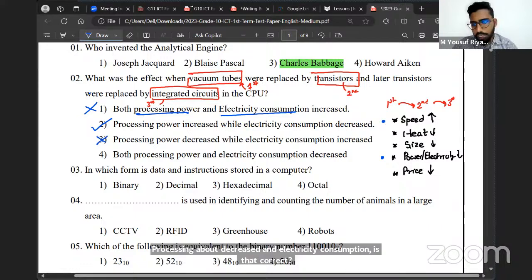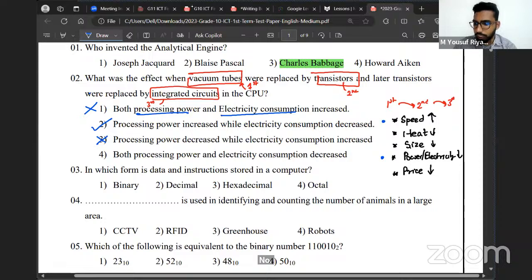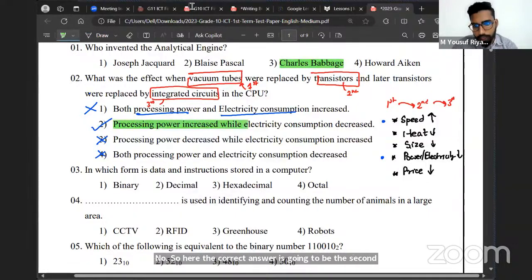The third one, processing power decreased and electricity consumption increased. Is that correct? No. Next, both the processing power and electricity decrease. Is that statement correct? No. So here the correct answer is going to be the second one, where the processing power increased and electricity consumption decreased. Is that clear, all of you?